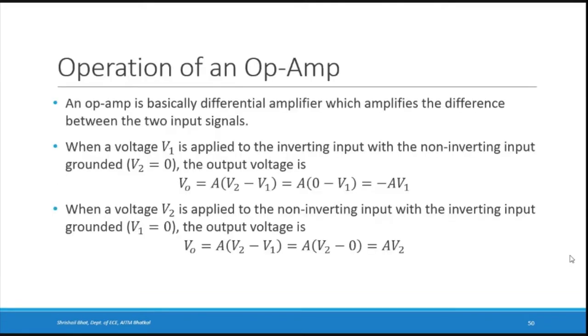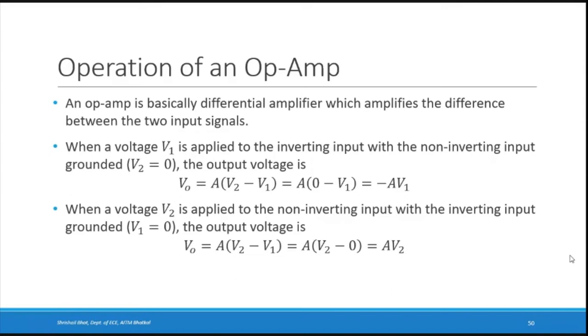So, op-amp, it's basically a differential amplifier. As we have seen, it amplifies the difference between the two input signals, right? So we have two input terminals, inverting input terminal and non-inverting input terminal. The voltage at the non-inverting input terminal is V2, and at the inverting input terminal, the voltage is V1. So the difference between them, that is V2 minus V1, is amplified, and that is obtained at the output.